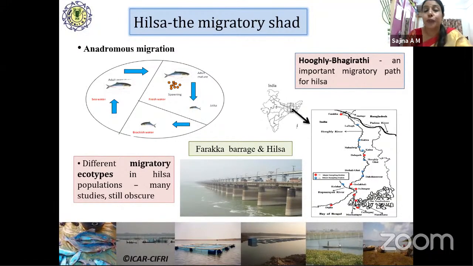For 2 to 4 days, they feed on the egg yolk, and after that they slowly shift to microalgae. The Hilsa juveniles gradually shift their feeding habits from phytoplankton to zooplankton. Once they attain a size of around 80 to 120 mm, they start to go back to sea. This is the ecology of Hilsa.